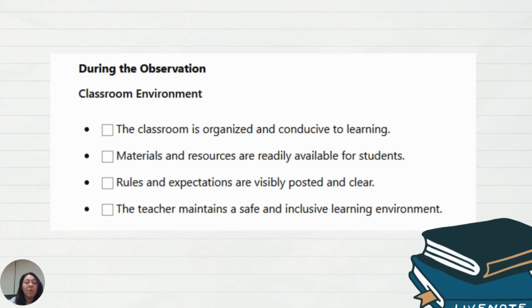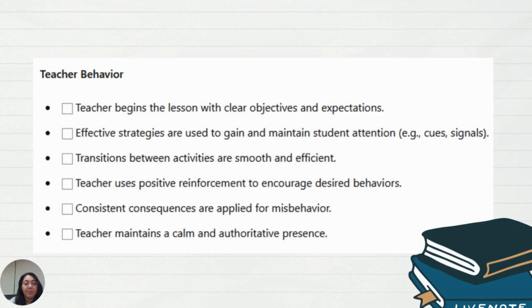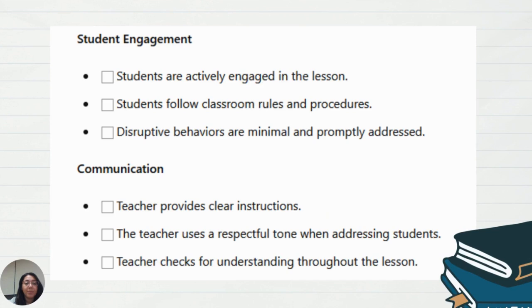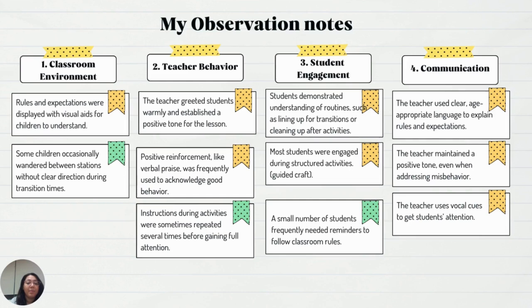We have classroom environment, teacher behavior, student engagement, and communication. These are my observation notes. After observing my colleague's class, I took some notes regarding classroom environment. The rules were displayed, visual aid was present. Some children occasionally wandered between stations without clear direction during transition times.